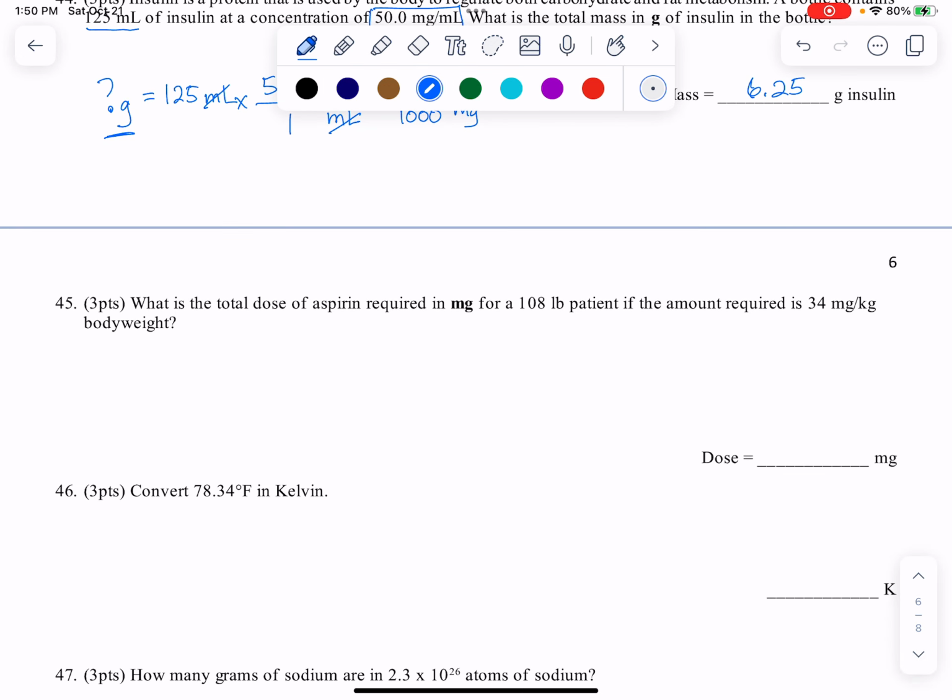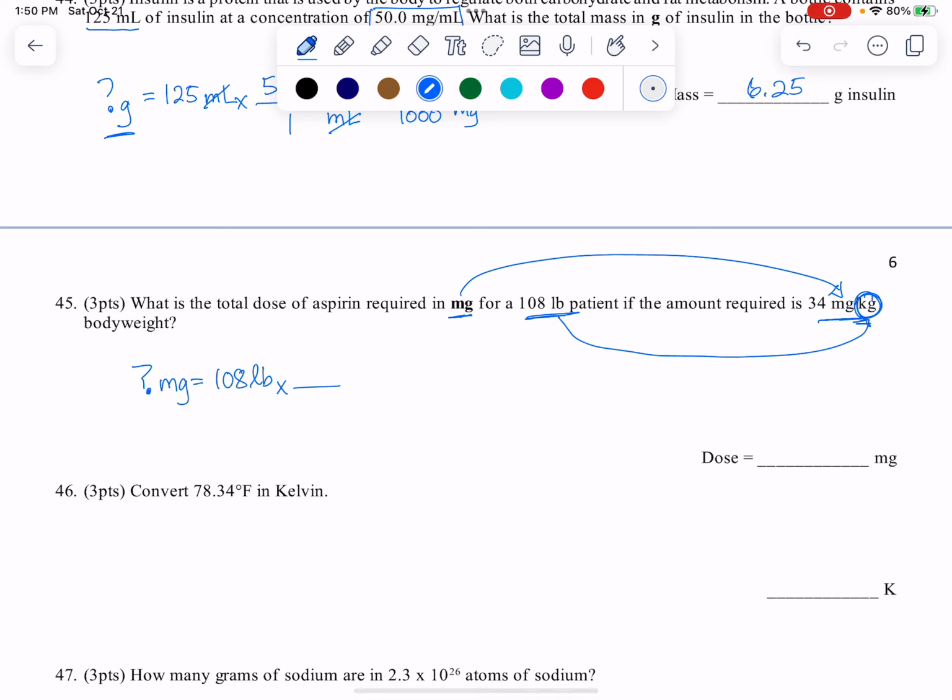Number 45, what is the total dose of aspirin required in milligrams? So how many milligrams equals that 108-pound patient if it's this many milligrams per kilogram? So I'm starting with 108 pounds. I am going to need to get that pounds into kilograms of body weight. So the milligrams is the dosage of the aspirin. The weight of the patient, I need to get to kilograms, so I'll go pounds to kilograms if I know that off the top of my head.